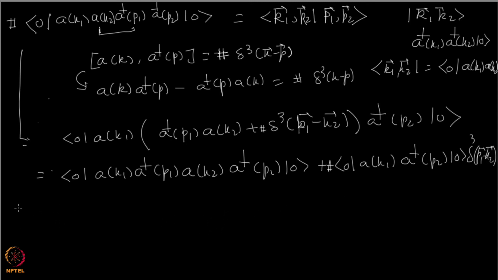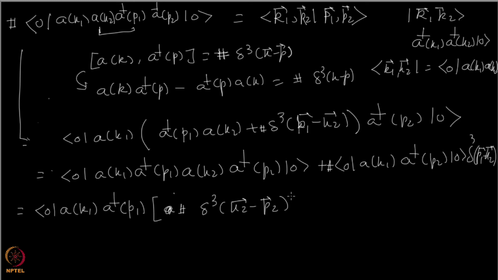So let's see. Then I bring this one here, and that will kill the vacuum. The order will be reversed and a delta function will be picked up. So let's write that: A_K1 A dagger P1, and as I said, this will give you the reverse order and that will kill the vacuum, so that's gone, and you have something here times the delta cube of K2 minus P2. And plus here, again I do the same thing, I interchange the order and I get this.